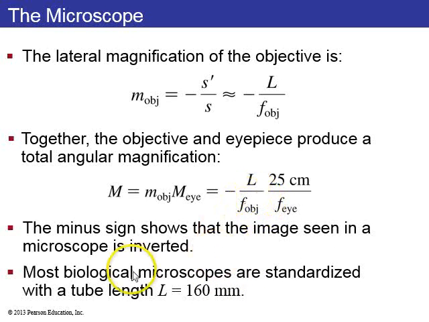And as it turns out, most biological microscopes you can buy have standardized tube lengths of 160 millimeters. So sometimes you see this as 160 millimeters over the objective focal length times 25 centimeters over the eyepiece focal length.